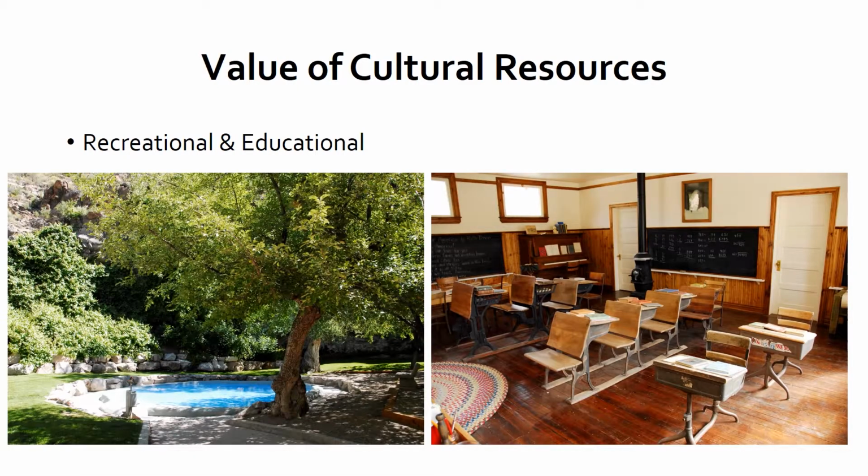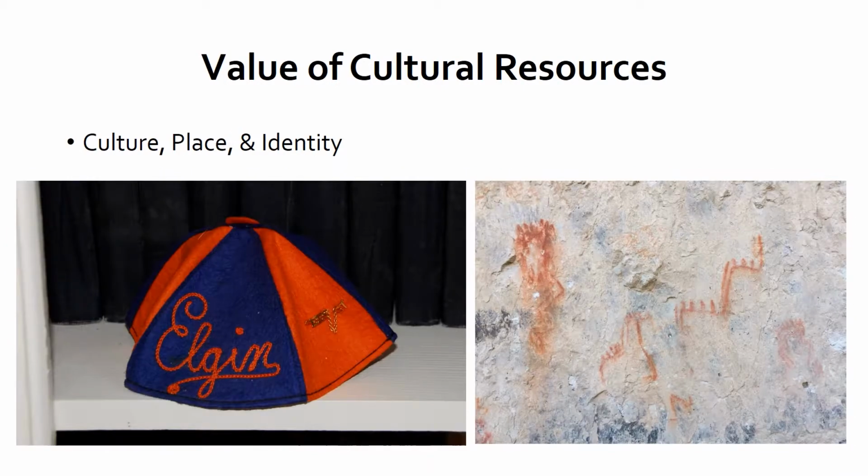There's a large recreational and educational value. For example, this wading pool at Kershaw-Ryan State Park that was built by the CCC is an attraction for people to go to the park. And then you have Elgin's schoolhouse pictured, where people can learn about what it was like in a one-room schoolhouse in rural Nevada. These places and objects also connect people to their culture, the place that they're located, and their identity as Nevadans, Native Americans, descendants of miners and explorers, and much more.